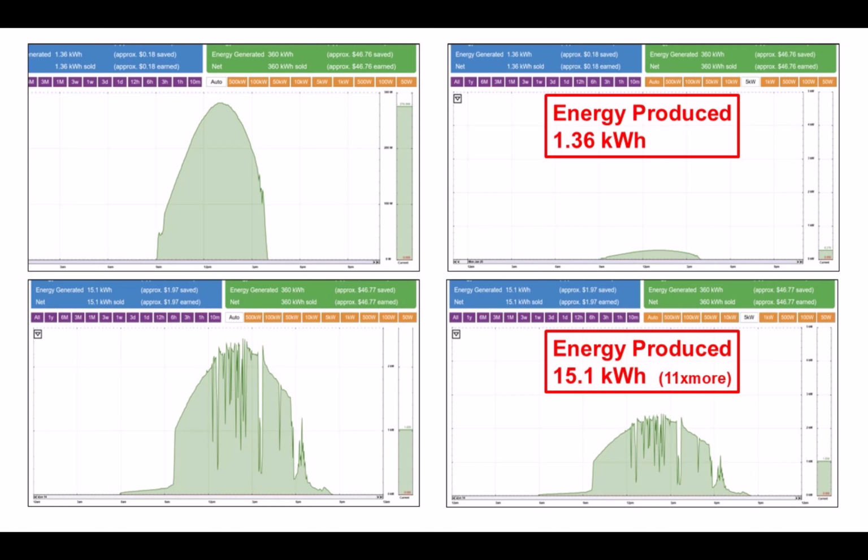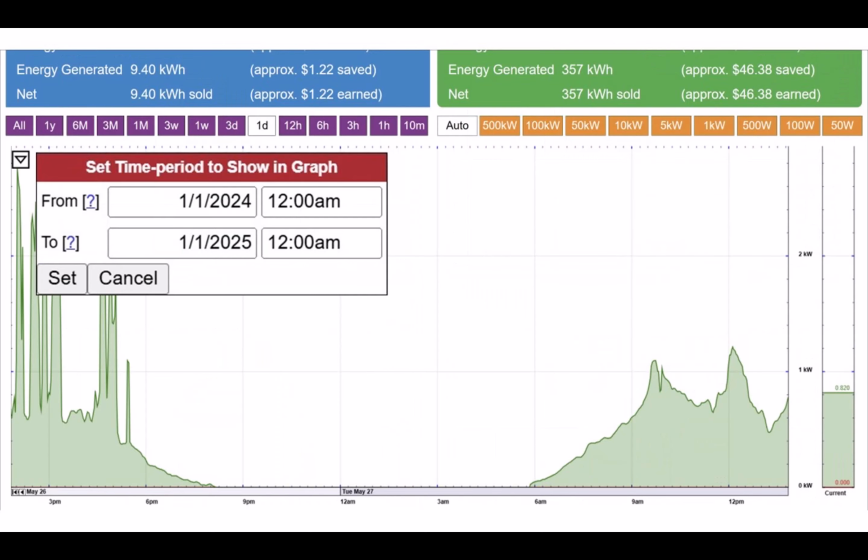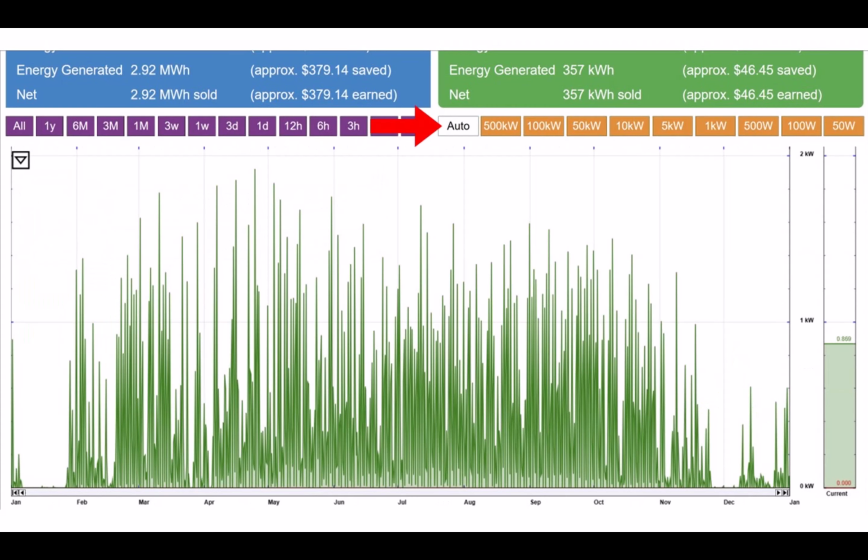You're going to set graphs for the next 3 exercises to the same scale for this reason. Set the time period to show in the graph to all of last year. A graph of 365 days of production looking like this appears.